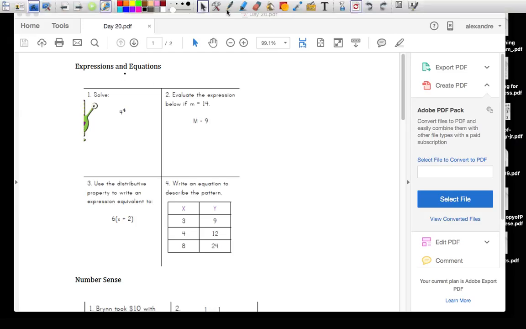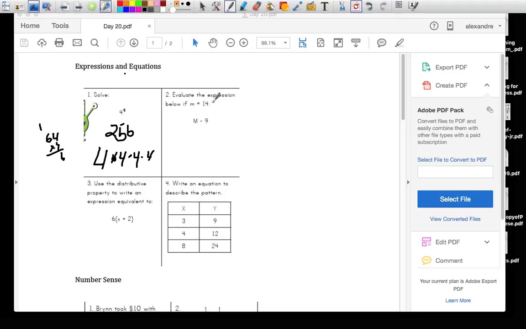So, first question, right off the bat, 4 to the 4th power. 4 to the 4th power is not 4 times 4. It's 4 times 4 times 4 times 4. And 4 times 4 I know is 16. 16 times 4 is 64. And then the last one, 64 times 4 is 256.